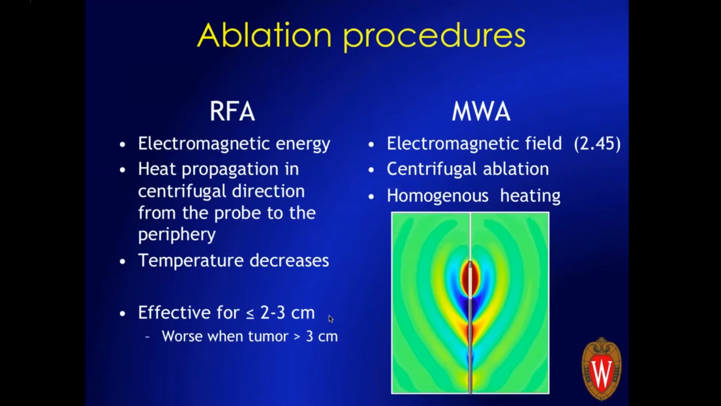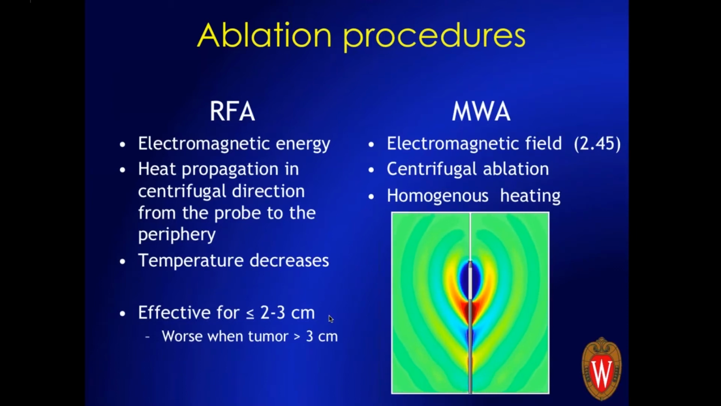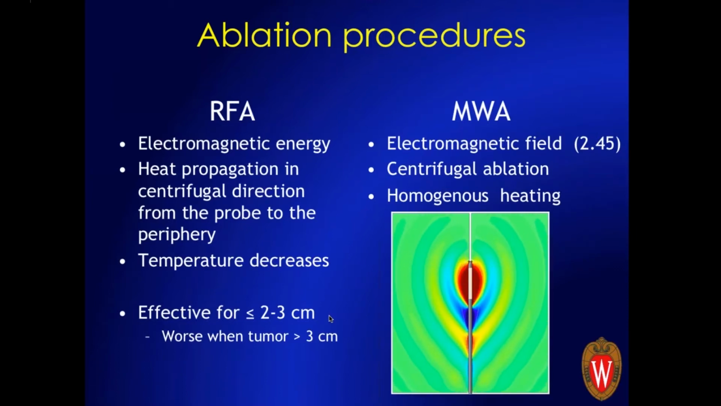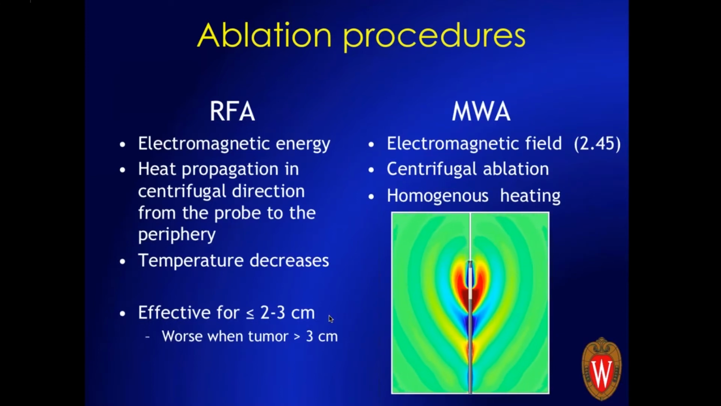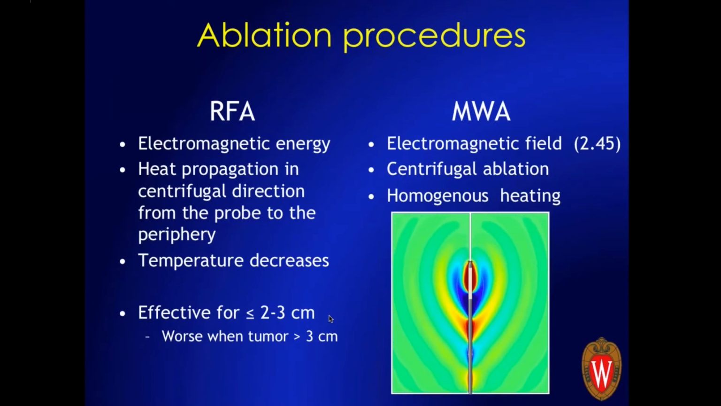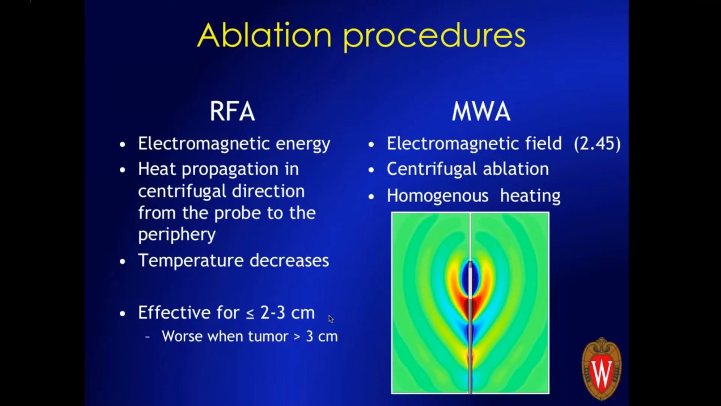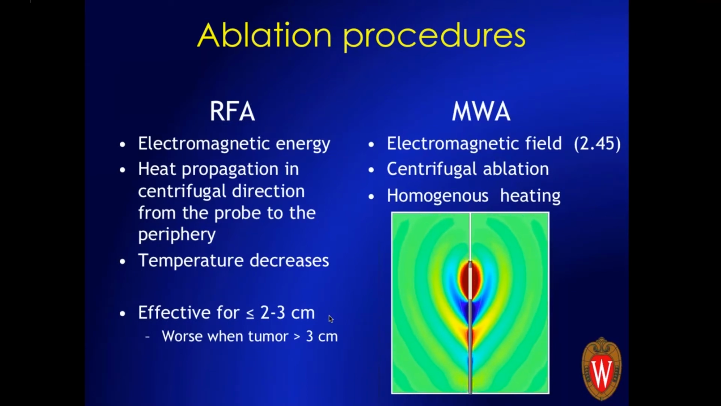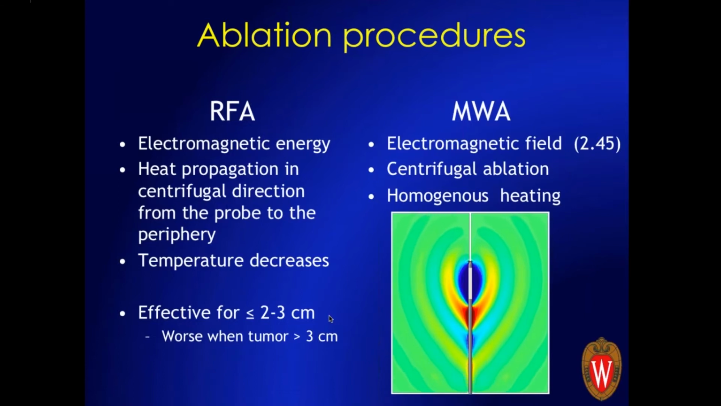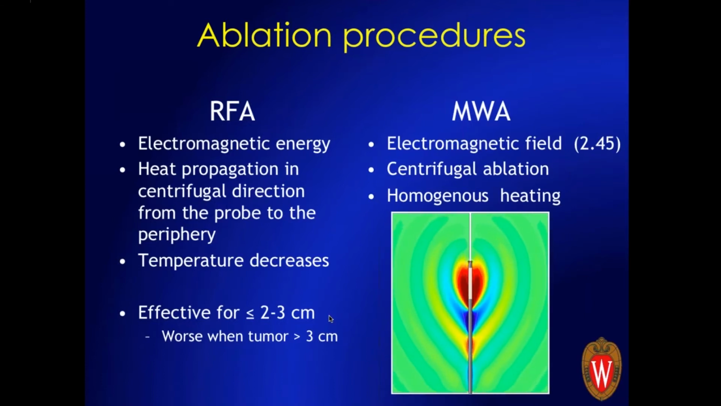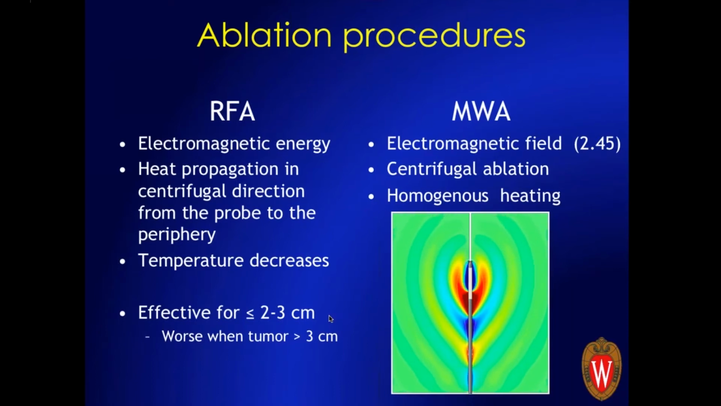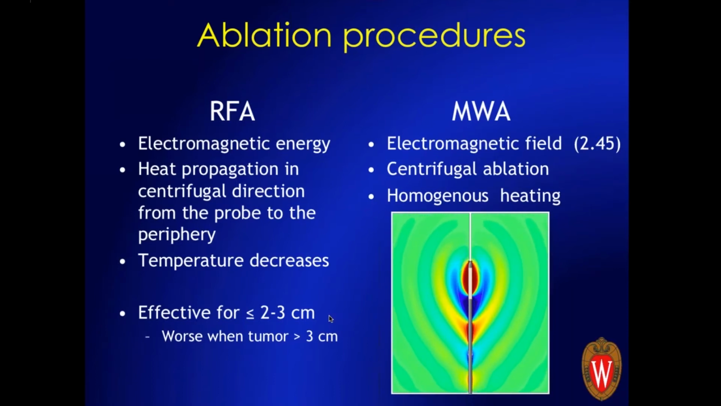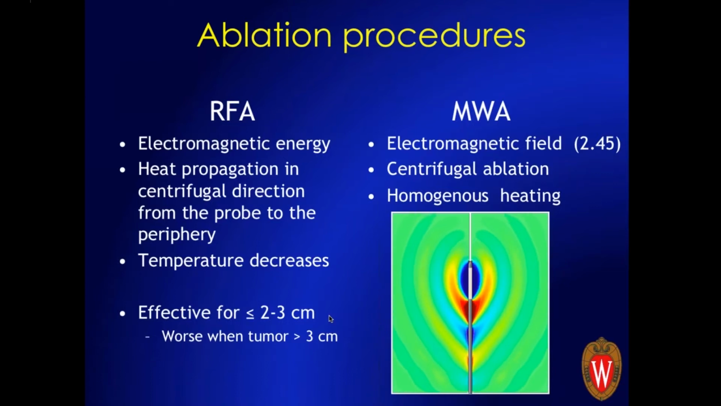The physical properties of both radiofrequency and microwave are different. Radiofrequency uses electromagnetic energy. We have a heat propagation in a centrifugal direction from the probe to the periphery, and also the temperature decreases from the probe to the periphery, with effective results for lesions up to 3 centimeters, but worse results in lesions more than 3 centimeters.